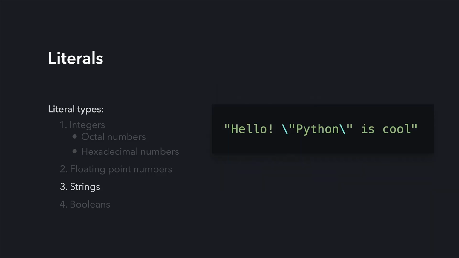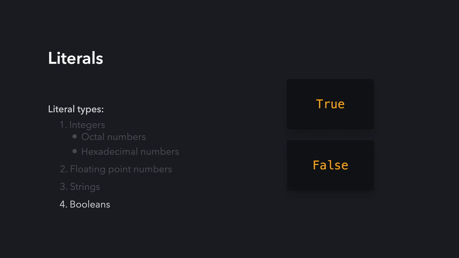Another way of being able to use quotes within a string is by using the escape character. The escape character lets Python know that the quote after the backslash doesn't mean that the string ends there, but it's just a quote. Lastly, there is booleans.